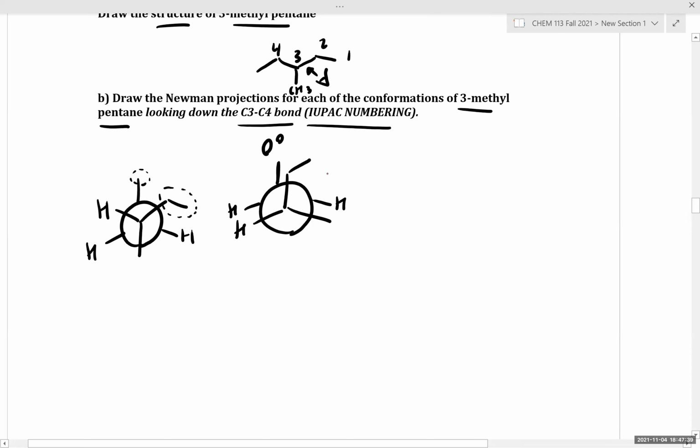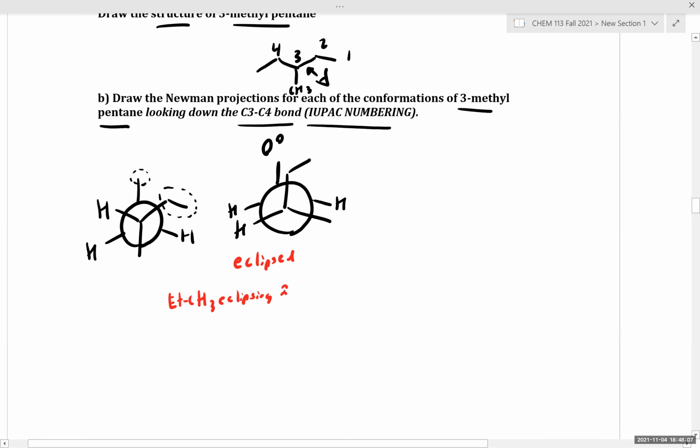Gauche applies if there's a 60-degree dihedral angle. In this case, our substituents are eclipsed. And we're in the eclipsed conformation. So rather than gauche interactions, we have some eclipsing interactions. And what eclipsing interactions do we see? Well, we see the ethyl and the methyl. Yep. And what would the value of that be, roughly?